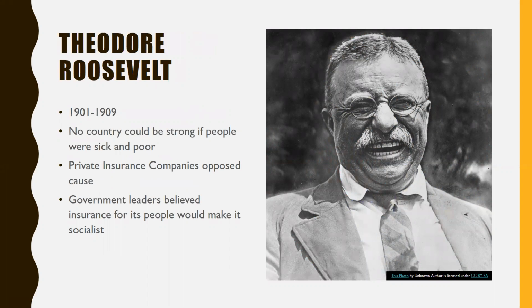President Theodore Roosevelt was in office from 1901 to 1909. He believed that no country could be strong if the people were sick and poor. So President Roosevelt tried to find a way to reform health in the United States, but insurance companies fought him very hard because without people seeking insurance from the private insurance companies, it put them out of business. So they were trying to keep the government from developing a plan. And the government leaders also believed that it would make them more socialist because the United States at the time still believed in capitalism.